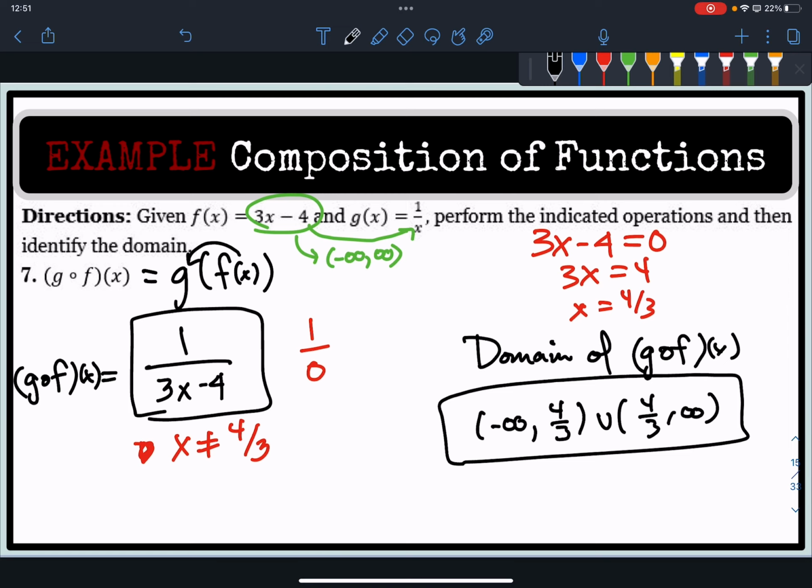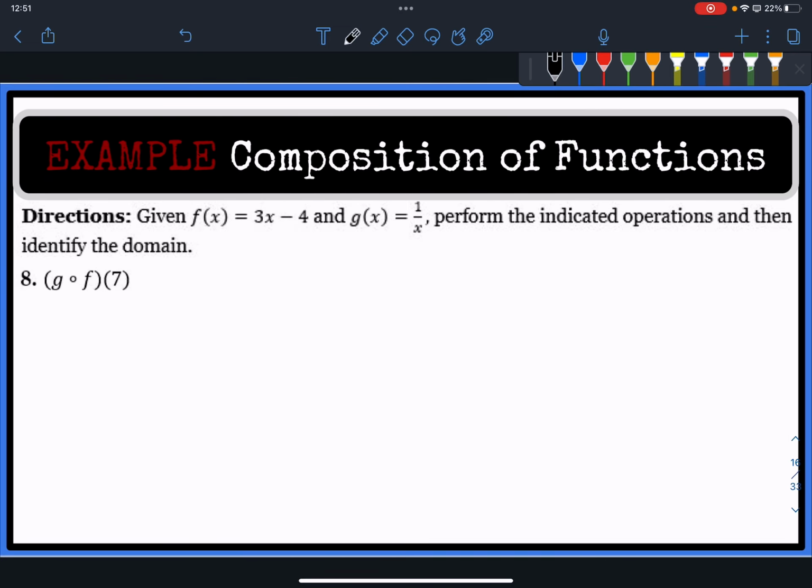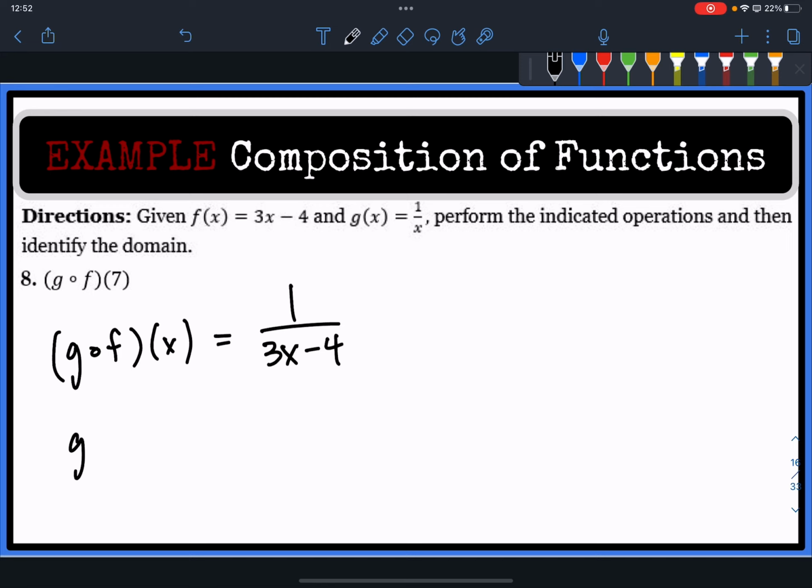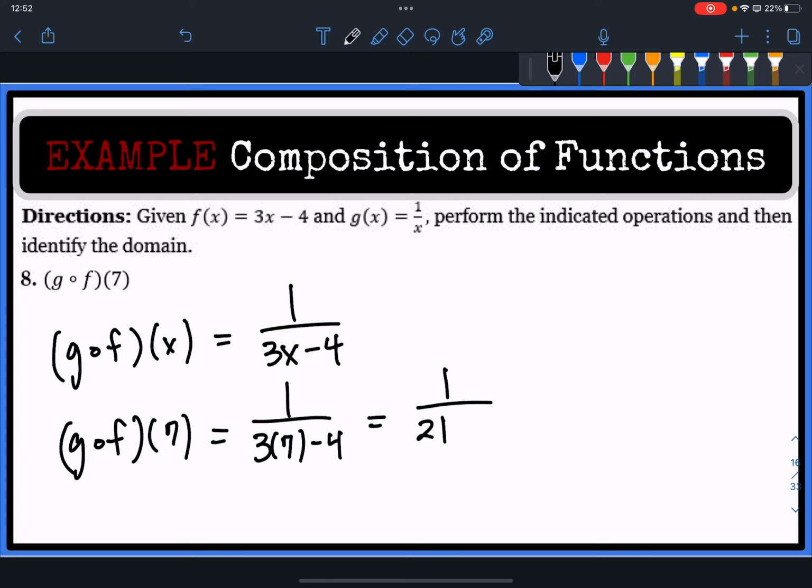And to evaluate this, again, since we already did the composition, we now simply substitute the x with 7. So this is 1 over 21 minus 4, and that equals 1 over 17. So this is your answer.